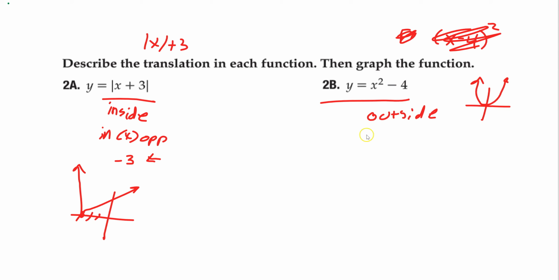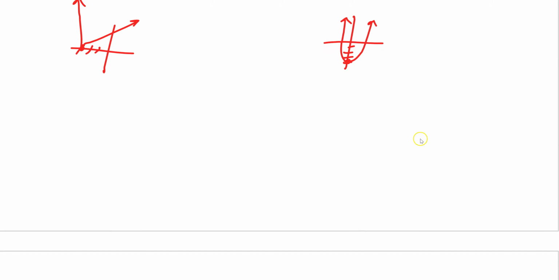And in this case on the outside, outside is y, follow. Remember, y's go up and down. So we're going to just use follow. So we're going to go down 4. Set a graph, 1, 2, 3, 4. Then you draw a parabola. Again, we're just doing a sketch of what it should kind of look like. So it's inside x opposite, outside y follow. So that's how I move something up and down.